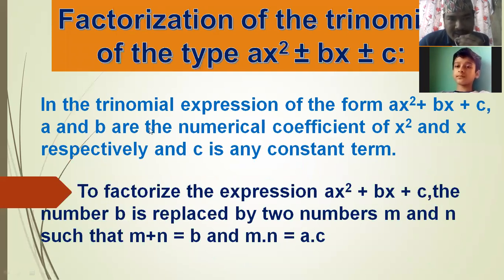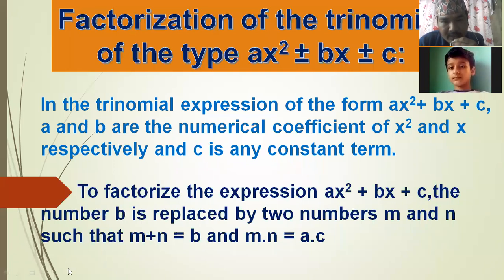Aditya, can you read what is written in the first paragraph? In the trinomial expression of the form ax squared plus bx plus c, a and b are the numerical coefficients of x square and x respectively, and c is any constant term.